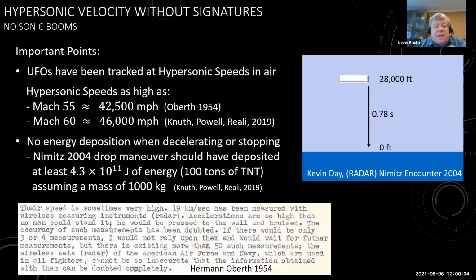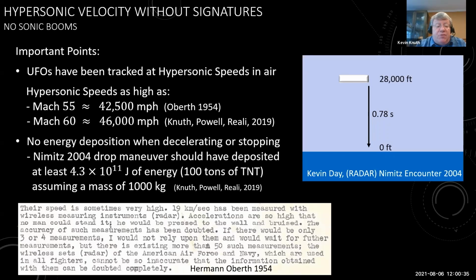Now, what's even more shocking about this is the fact that there's no energy deposition when these things decelerate or stop. So for this drop maneuver, we assumed that the object had a mass of 1,000 kilograms, just to pull some number out. It's about the same size as an F-18. An F-18 is about 15,000 kilograms, so we thought we'll go an order of magnitude less than that, about 1,000.